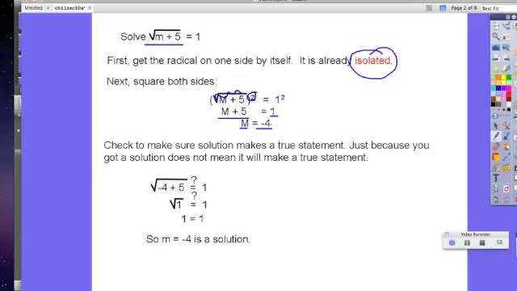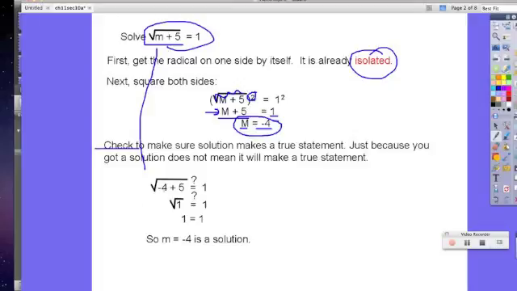So it seems like the solution is m equals -4, but you've got to ask yourself, is it really a solution? Or by squaring it, did we make an equation that wasn't equivalent to the original one? So we have to check. Remember, you have to put it in the original equation. We can't put it here. That'd be the easy way to do it, of course. You've got to put it in the original equation.